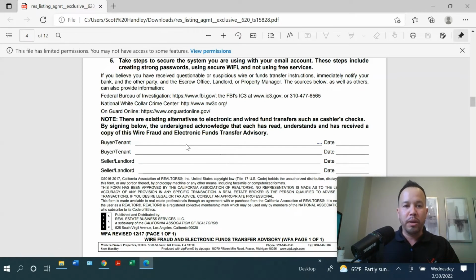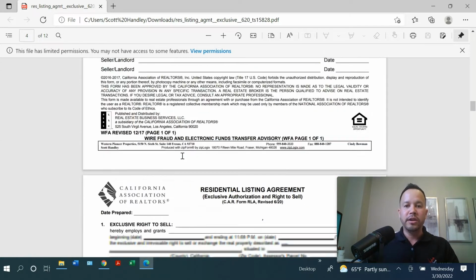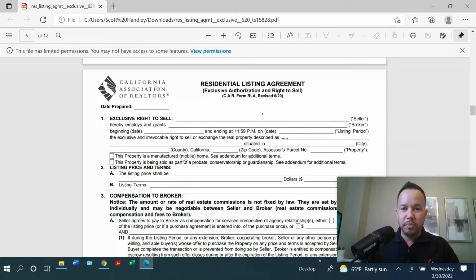And this will require buyer and seller signature. Does not require agent signature on it. Now, as we get down right to business here, the residential listing agreement, the first thing you're going to want to do is put in the date prepared. Now, this date of preparation can be different from the date you're actually listing the property.